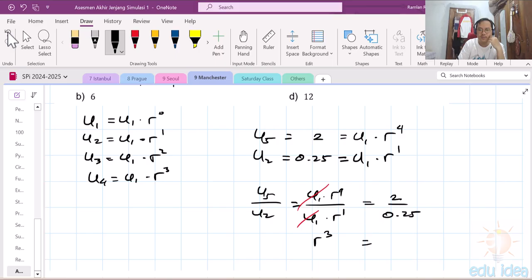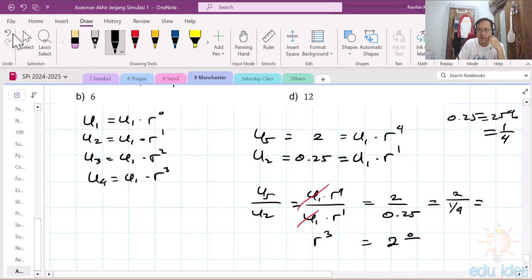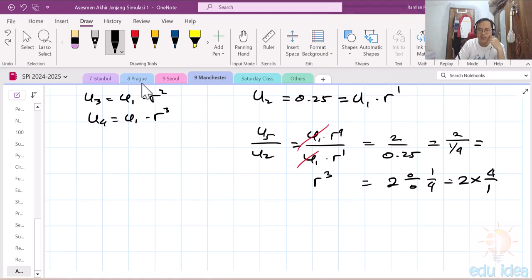Okay, so if you don't know how to divide with the decimal, you can actually convert that to fraction. 0.25 becomes 1 over 4, right? 0.25 is actually 25% or 1 over 4. Right, so I can write this down as 2 divided by 1 over 4. And then that'll be 2 times 4 over 1, right? So remember what I told you about how to divide fraction like this. And then if you get that, it will be r to the power of 3 is equals to just 8 because 2 times 4 is 8.